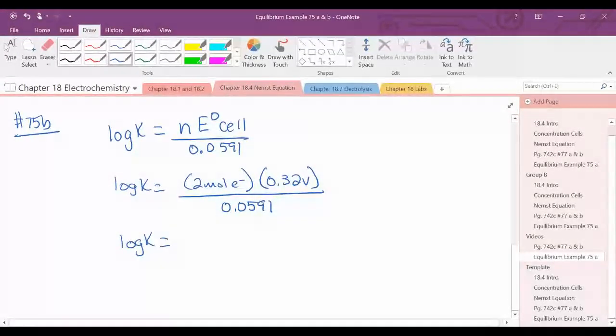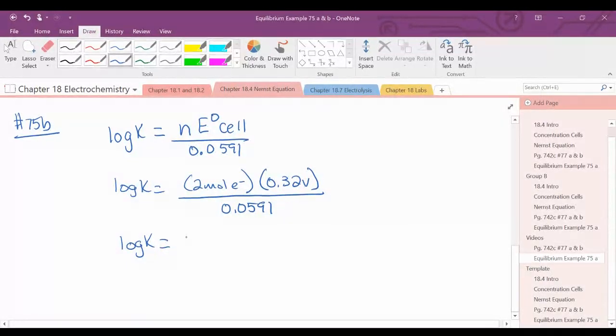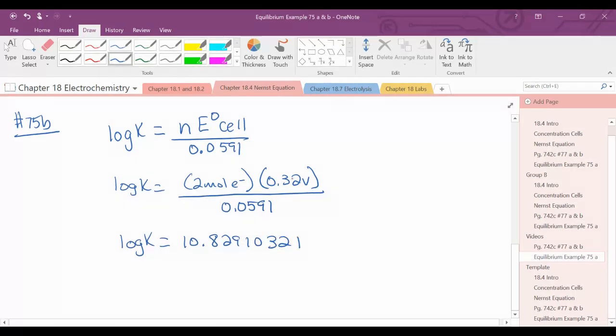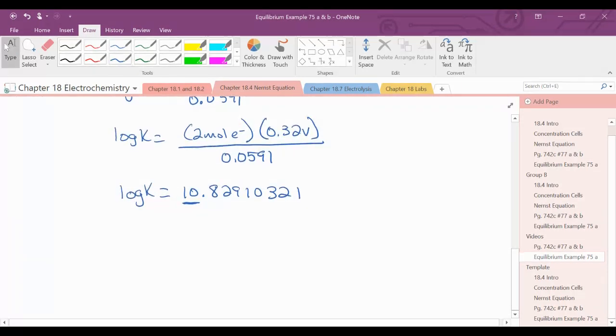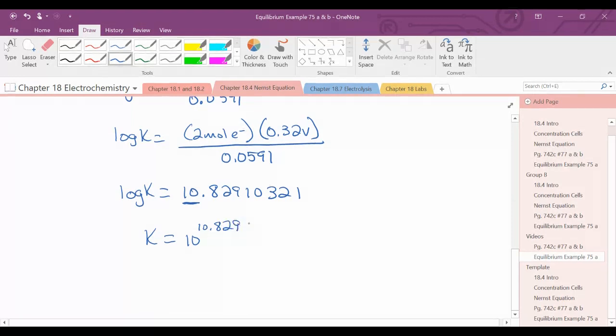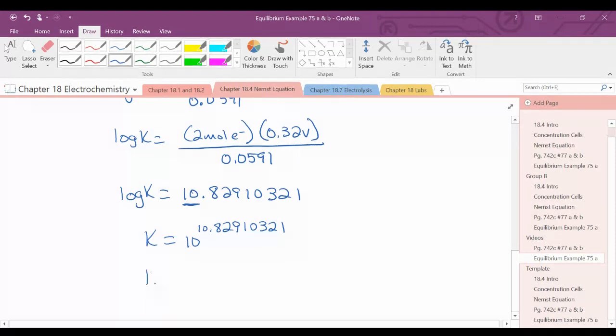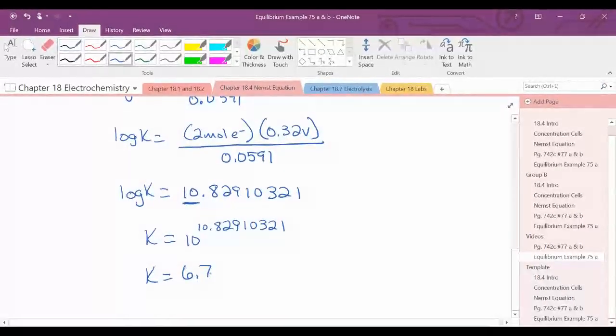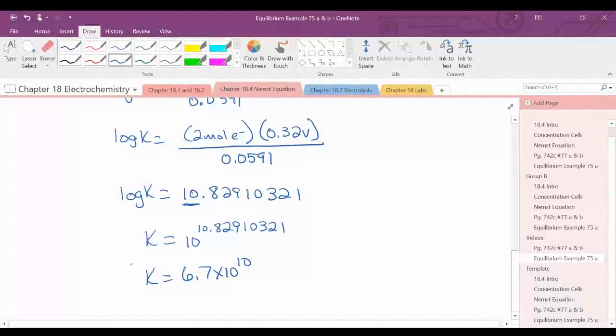So when I solve for what's on the right-hand side, I get 10.8291031. I will need 2 sig figs because the cell potential is 2 sig figs. So I'm just going to underline to keep track of that. Taking the inverse of the log is an exponential. And so then when I solve for K, I get with 2 sig figs 6.7 times 10 to the 10th.